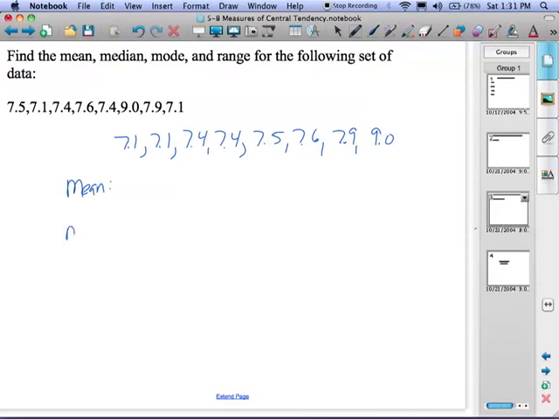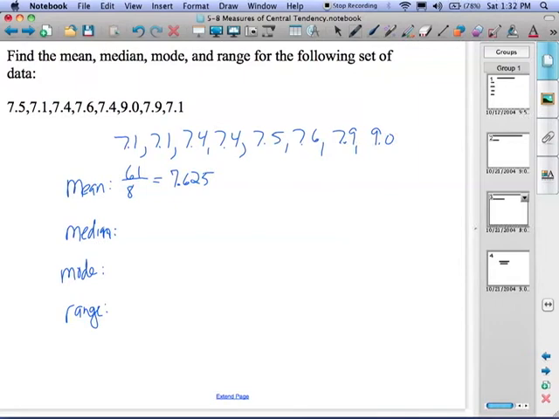We need to find the mean, the median, the mode, and the range. When I add all these numbers up with a calculator, I get 61, and there are 8 numbers in the list. So when I do 61 divided by 8, I get 7.625. That's the mean. The average of these numbers is 7.625.